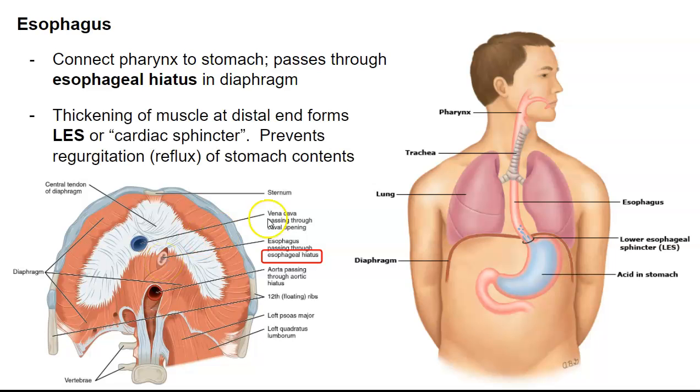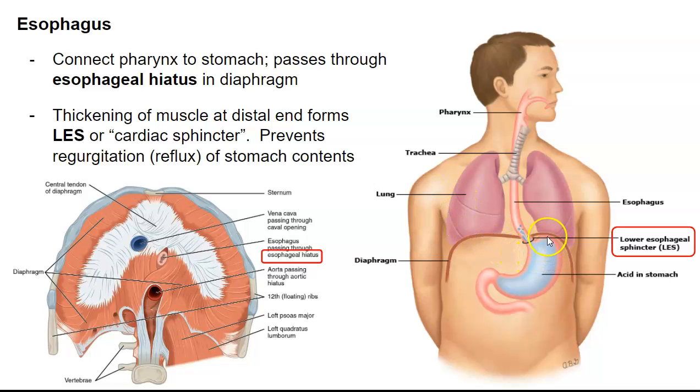So the esophagus has a thickening of the muscle at the distal end. Remember, this would be like the proximal end. This would be the distal end. And where it thickens is oftentimes called the lower esophageal sphincter or the cardiac sphincter. That thickening prevents stomach contents or stomach acid from splashing back up into the esophagus. The esophagus doesn't have the protective barrier that the stomach does, so when acid and food content splash up in the esophagus, that's where you get acid reflux or heartburn.